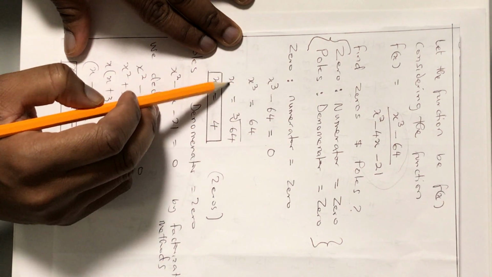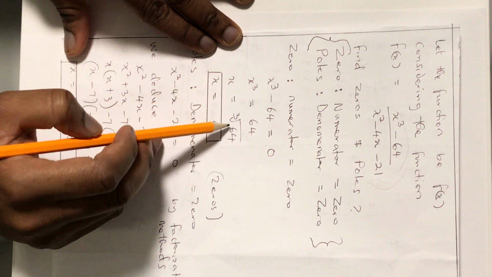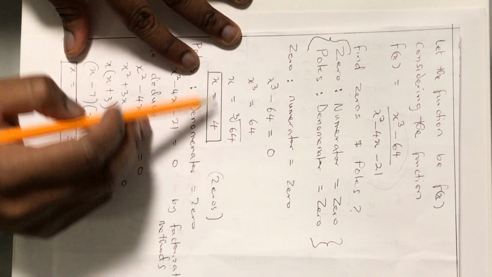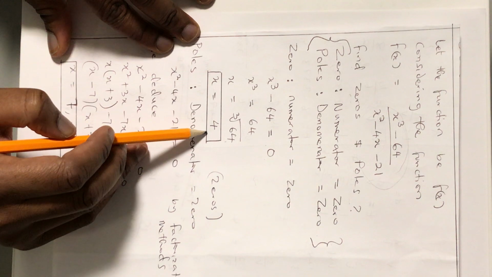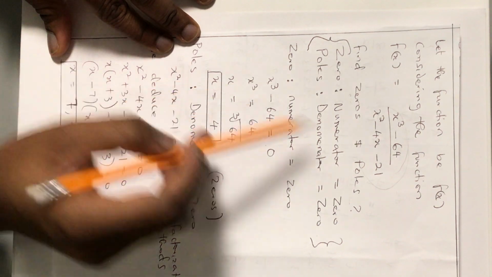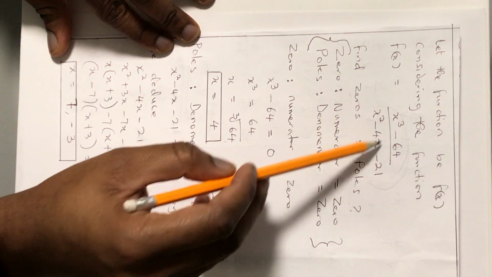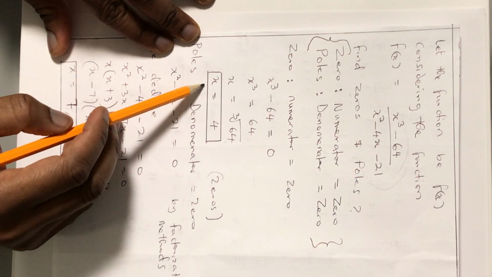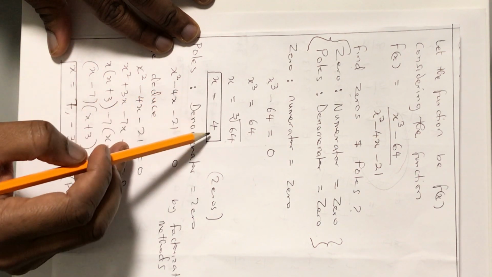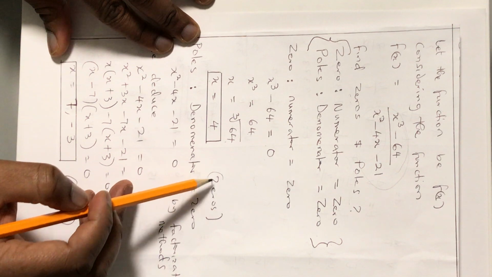Then from there, we find our x, which is x equals the cube root of 64. Therefore, x equals 4. So, the formation of our function here tells us that whenever x equals 4, then we have zeros.